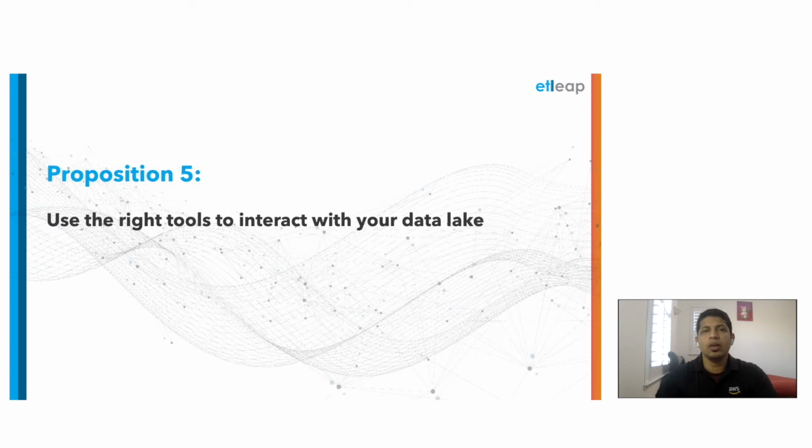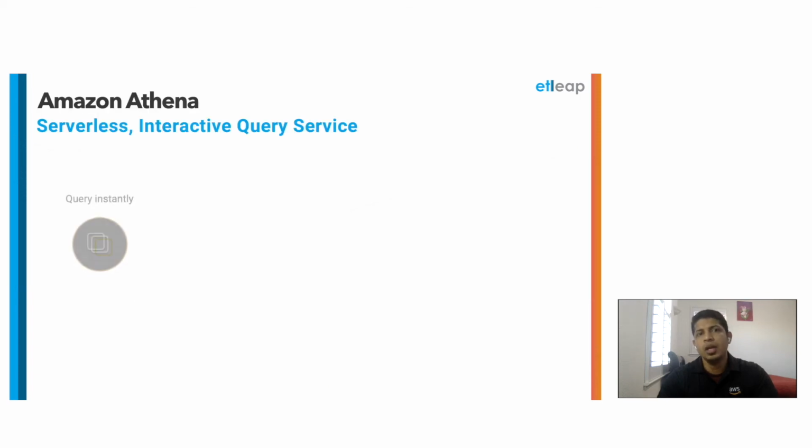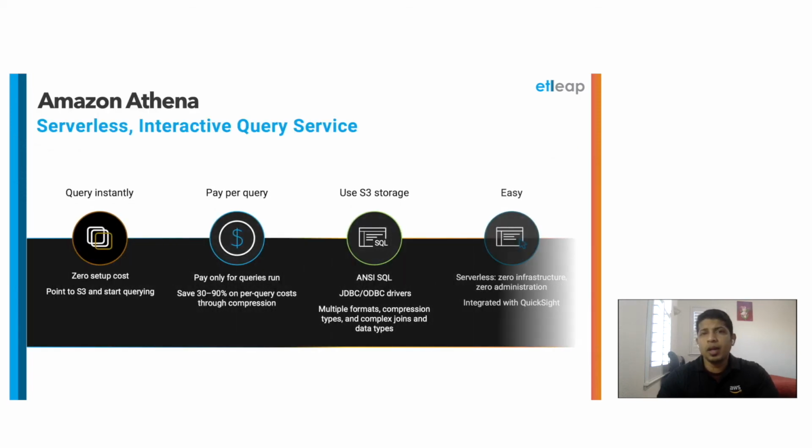Now let us take a look at the next proposition, which is to use the right tool to interact with your data lake. I'm going to introduce a few services. There are many services made available by AWS, but I'm just going to focus only on the popular ones. One of the most popular analytical services customers use to interact with the S3 data lake is Amazon Athena.